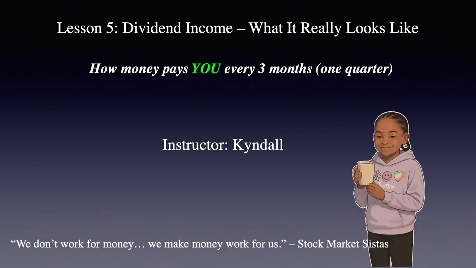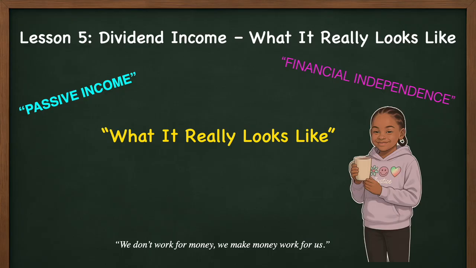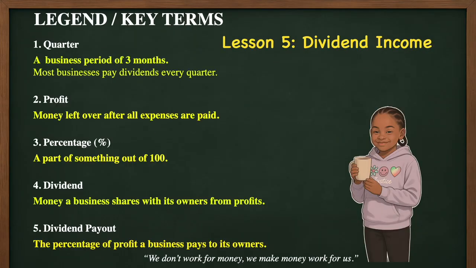Before we start, here are a few important words we'll be using. A quarter is a 3-month financial period that companies use to measure how they're doing. There are 4 quarters in every fiscal year. And a fiscal year is a company's 12-month money calendar. It doesn't always match January through December.